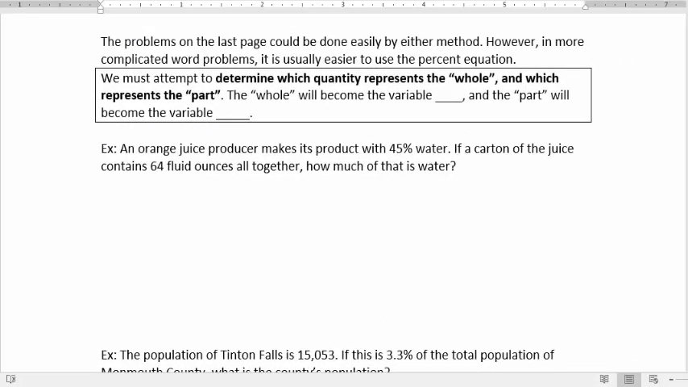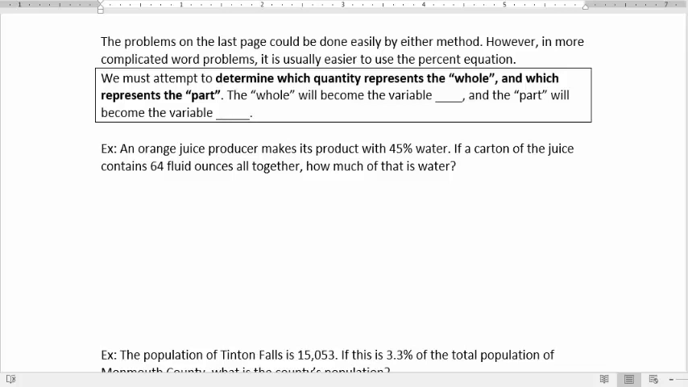So for that last set of problems, we really didn't even need to think in terms of the A equals P times B percent equation. We really could have just done them by direct translation, like turning the sentence into an equation. But it's not always going to be so obvious what's the A and what's the B by just doing a direct translation.